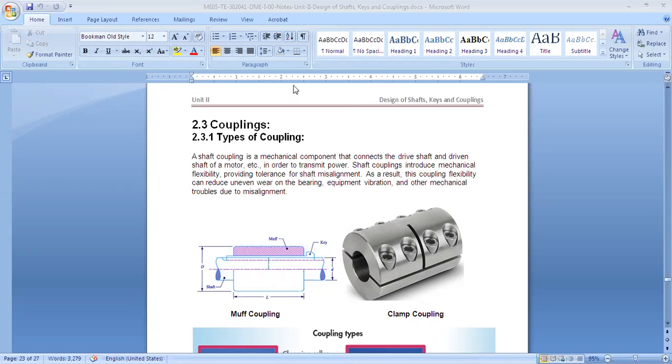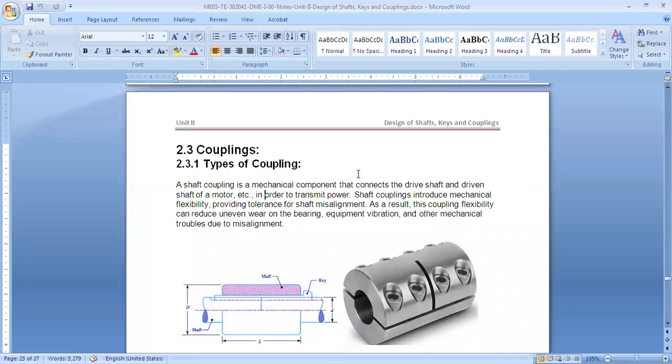Then in the last lecture, we went through design of keys. For a square key, we calculated the dimensions. And in today's lecture, we will do design of a coupling. So we'll try to understand first what a coupling is. I hope my Word document is visible to you guys, and you are able to see my notes. Okay.